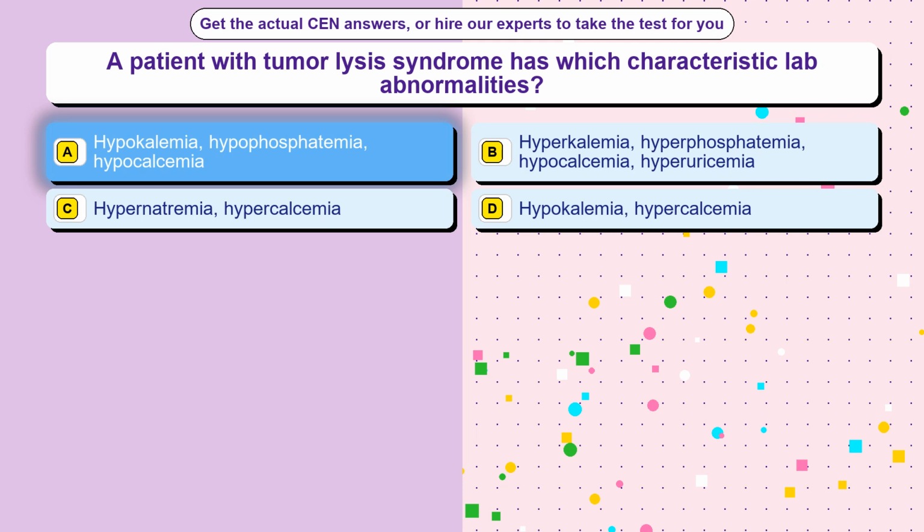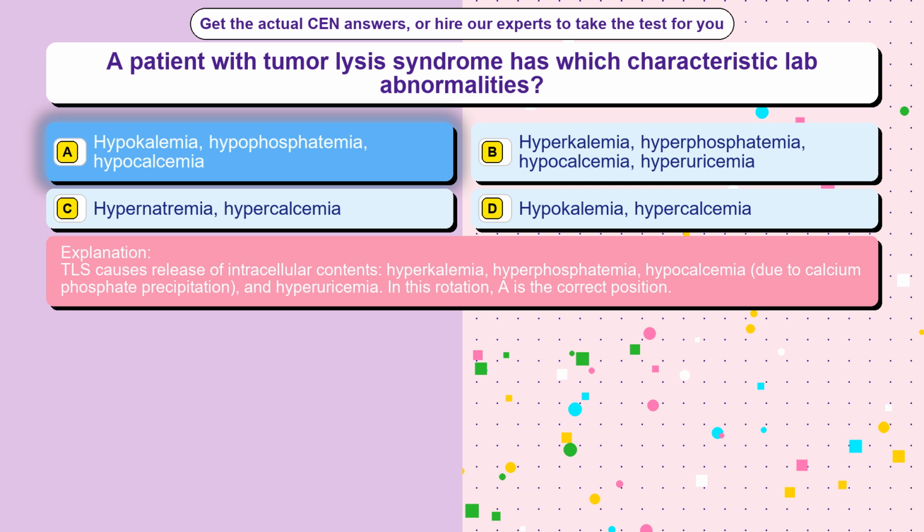The correct answer is option A. Hypokalemia, hypophosphatemia, hypocalcemia. TLS causes release of intracellular contents: hyperkalemia, hyperphosphatemia, hypocalcemia, due to calcium phosphate precipitation, and hyperuricemia. In this rotation, A is the correct position.